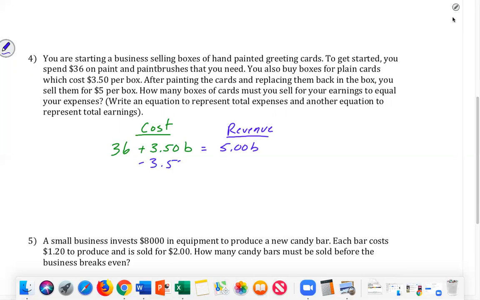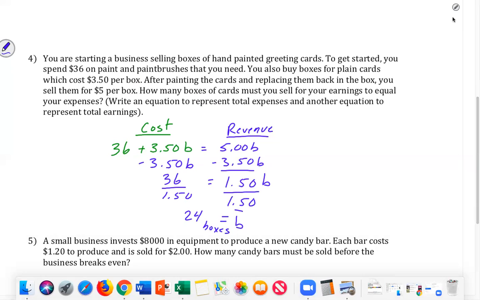So let's go ahead and solve for B here. So I have $36 equals 1.50B. Divide by $1.50. And I get B equals, let's see if I can do that in my head. 24, I believe it's 24 boxes, okay? B for boxes. Pretty straightforward, but very significant.